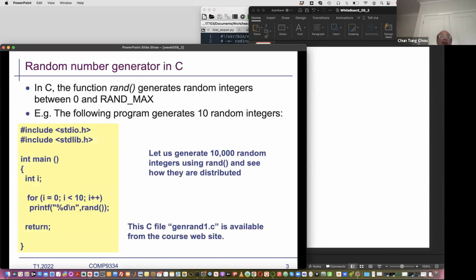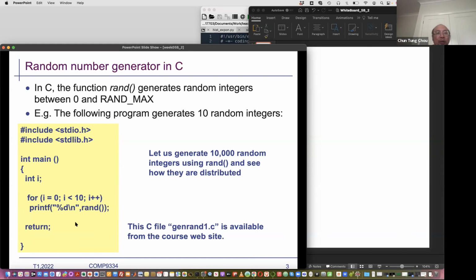Now, to start with, we want to see how you can generate random numbers in a programming language, in the C programming language. In C, there is a function called rand, and you can use it to generate random integers. These integers will be as small as 0, as big as a fixed number called RAND_MAX.